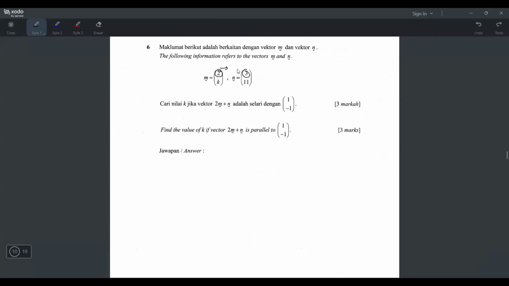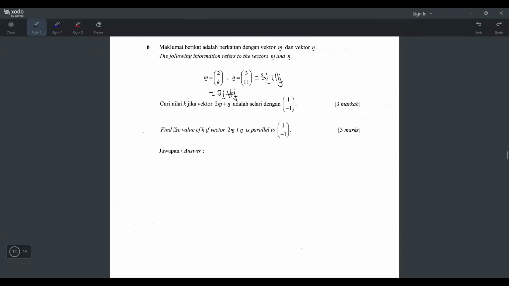It's for pergerakan yang kiri kanan punya. And then the bawah punya number, this one is for vertical movement. Vertical movement means the atas bawah punya pergerakan. If you change this to ij actually, it becomes 2i plus kj lah. And if you change this to ij, it becomes 3i plus 11j. But later when you do your working, you can do it using the bracket form also. If you want to do it in ij form also can.